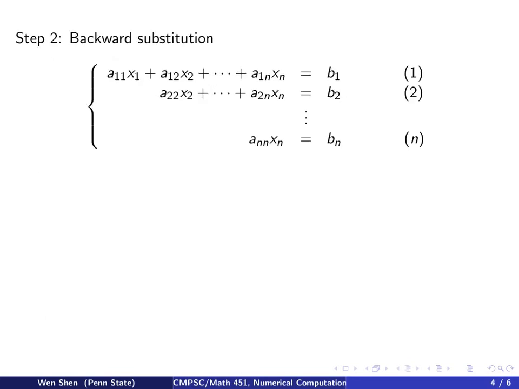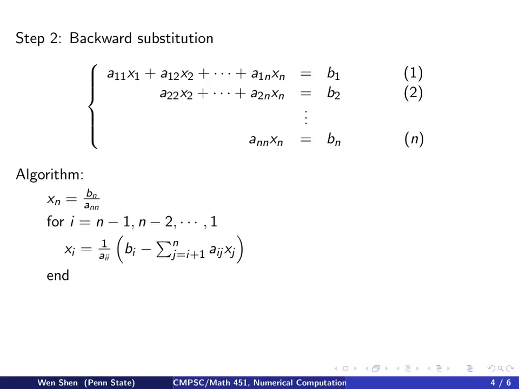After the forward elimination, we end up with a triangular system, actually an upper triangular system. So we can start to solve it. Starting from the last equation here, we can solve this and get xn, and plug that back into the previous equation and solve for xn minus 1, and we can keep going up all the way to equation 1 and solve for all the x's. This step is called backward substitution.